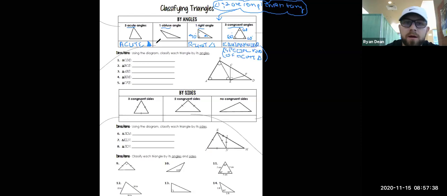Okay, the last one that we have is an obtuse triangle, and that's when you have one angle that is obtuse. So acute, obtuse, right, and equiangular. Those are the four kinds of classifications by angles for triangles. Now let's come down here and take a look at this diagram and answer some of these questions. We're going to classify each one of these triangles by its angles.